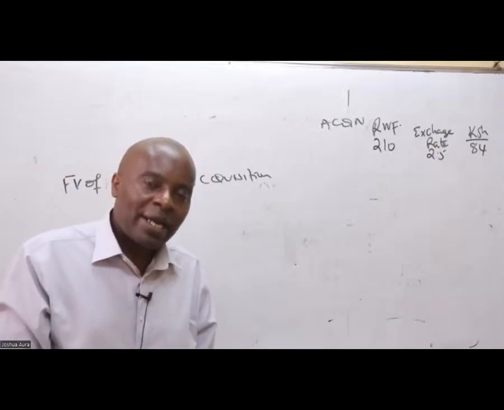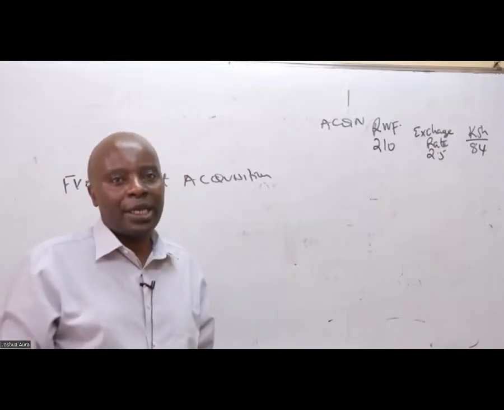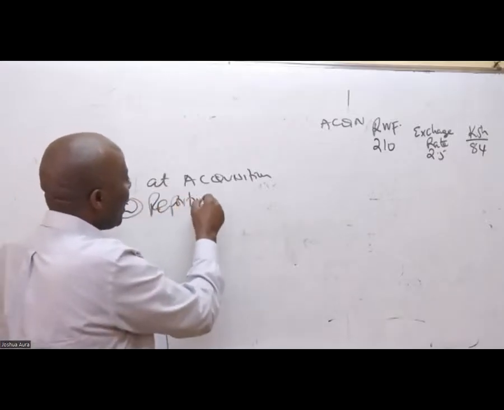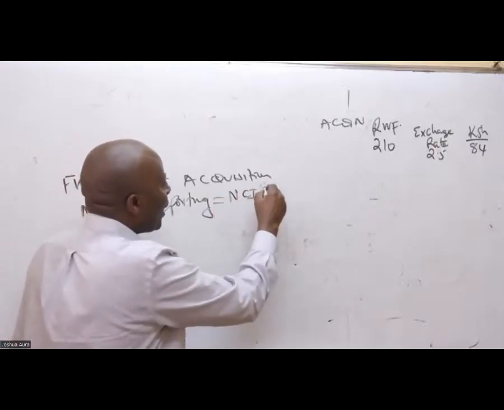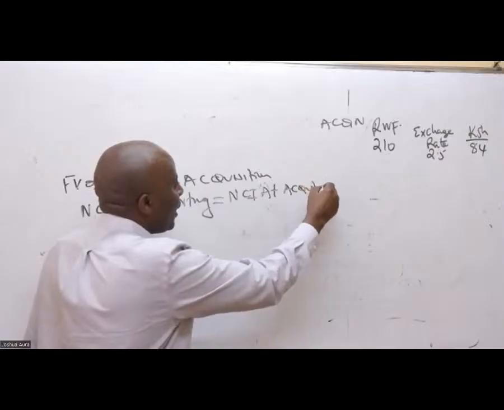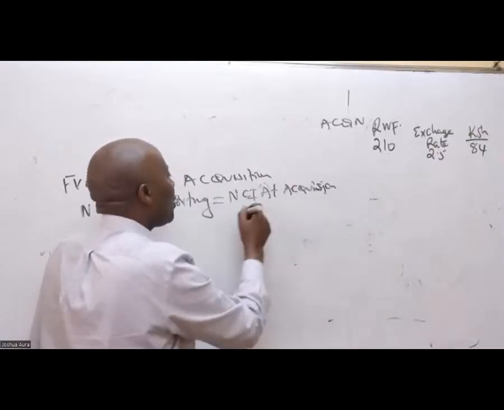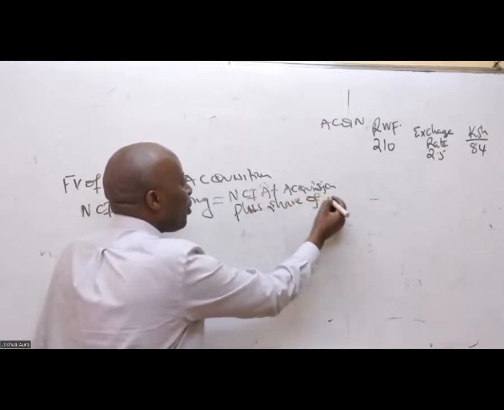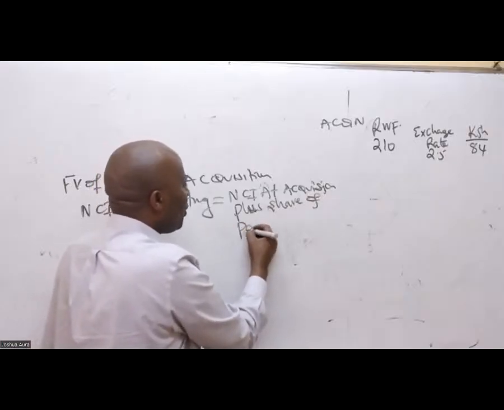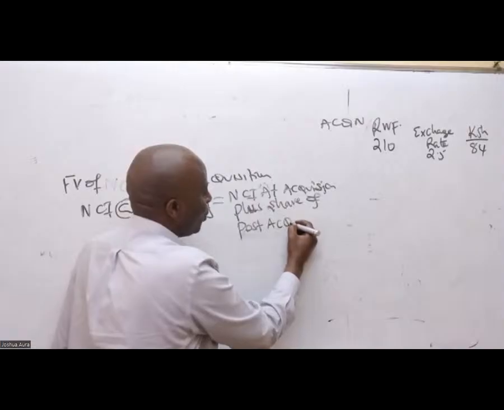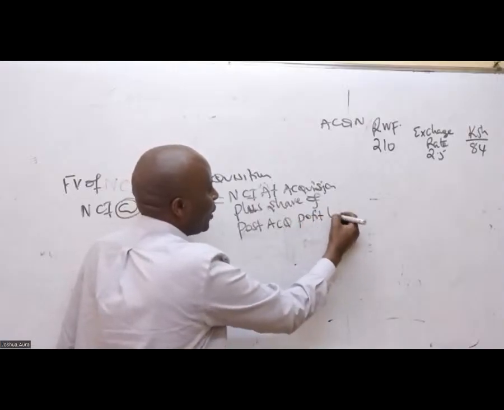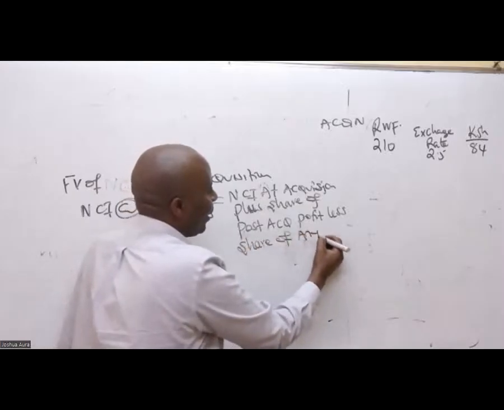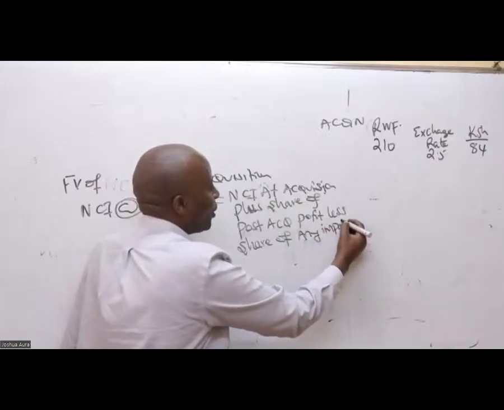That is at acquisition. But again, there is another measurement which comes at reporting date. So to get NCI at reporting, we normally take NCI at acquisition plus share of post-acquisition profit less share of any impairment loss.